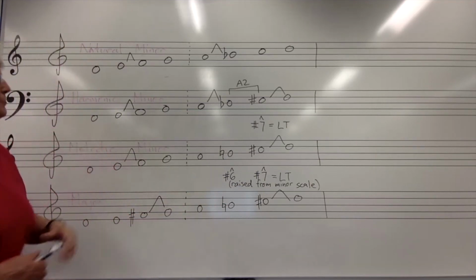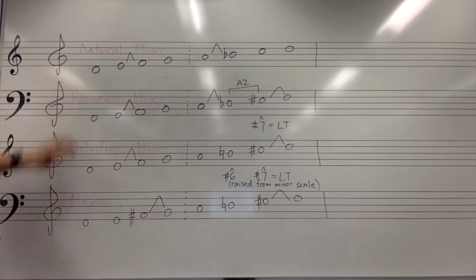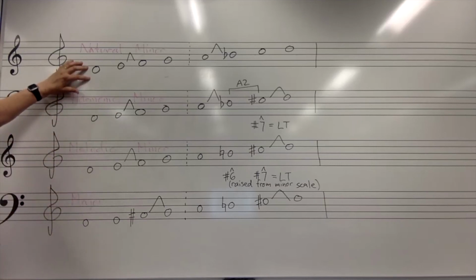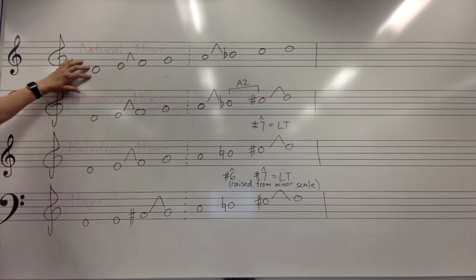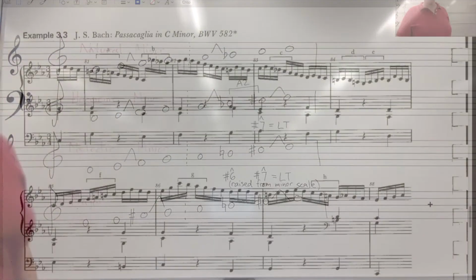So the relationship between D minor and D major is a very important relationship. It's called the parallel relationship. D minor is the parallel minor of D major, and D major is the parallel major of D minor. I'm going to show you one more thing here.